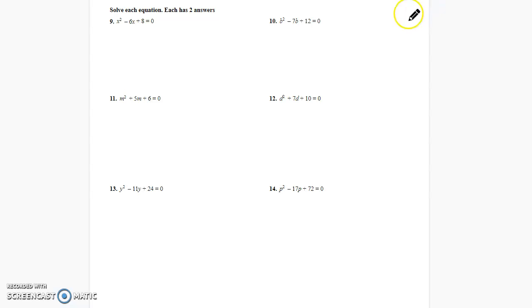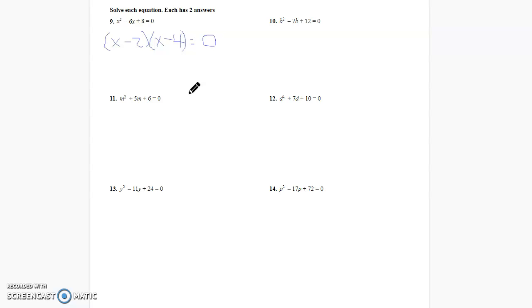Well, let's do them. So first up, you have to factor like we just did. So let's find the factors of 8 that add up to negative 6. That's negative 2 and negative 4. Well, they add up to negative 6, but the product of them is positive 8. All right. Now, what does that mean? Well, that means that now we have x minus 2 times x minus 4 equals 0. Okay.